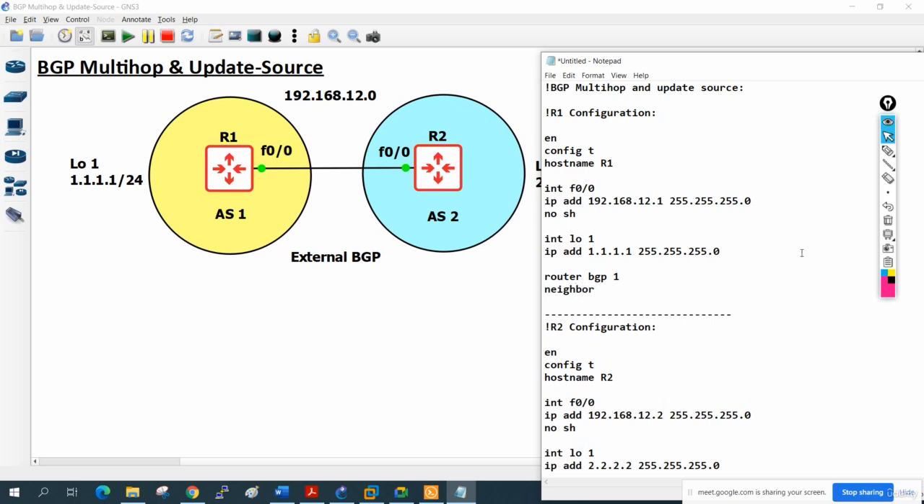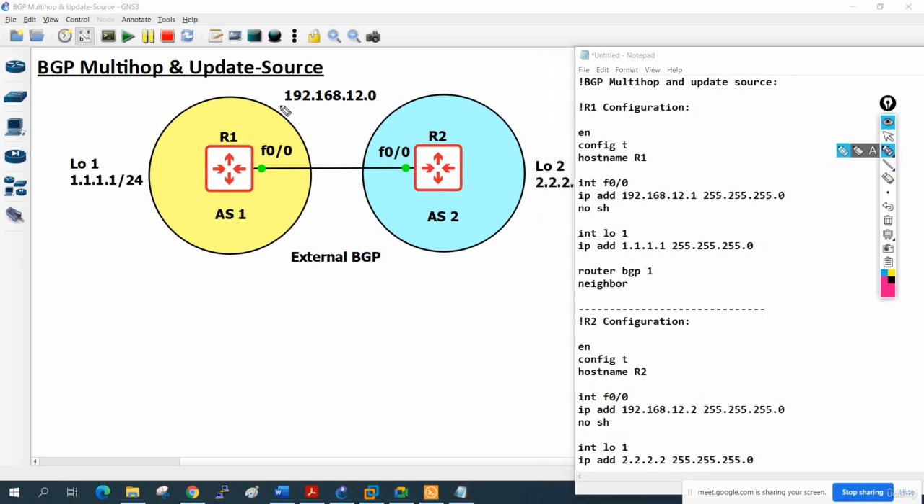Now remember, we are making the neighborship from the loopback. If you see here, I am standing here, I am saying my neighbor. So who is my neighbor? This loopback. Imagine this is a loopback. This is the loopback for R1, this is the loopback for R2. So I am making the neighborship from the loopback to this one.